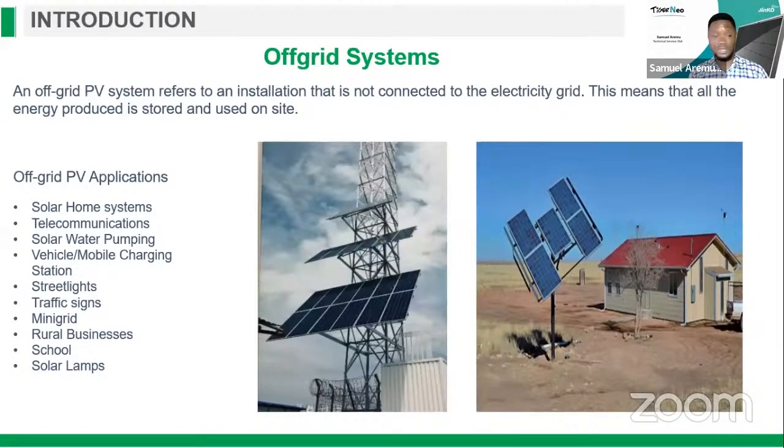Also, for telecoms companies, in rural areas or even in municipalities or cities, you have telecoms masts depending on off-grid systems, just solar, batteries, and sometimes generators. For solar water pumping, this is a DC coupled solution where you have solar panels connected directly to the DC pump. Also, for rural businesses, solar lamps, the small solar lamps you see all over the place, are off-grid systems. Street lights, vehicle charging, and traffic signs as well.